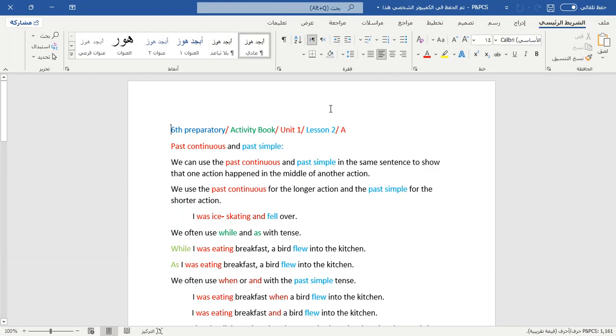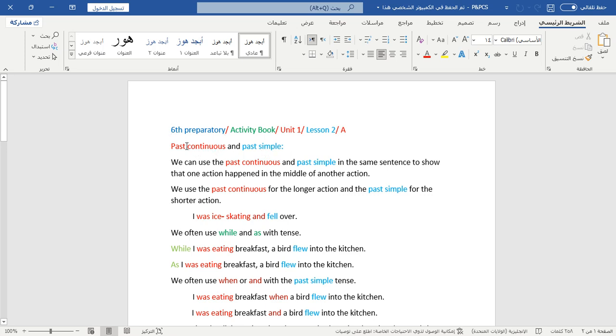Welcome again with another lesson with Fixed Preparator Activity Book Unit 1 Lesson 2A. Today we talk about a very important topic: past continuous and past simple.